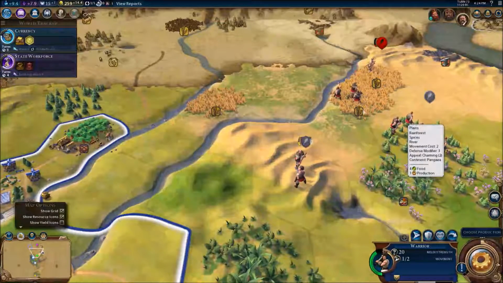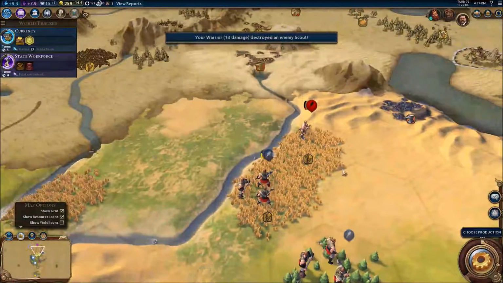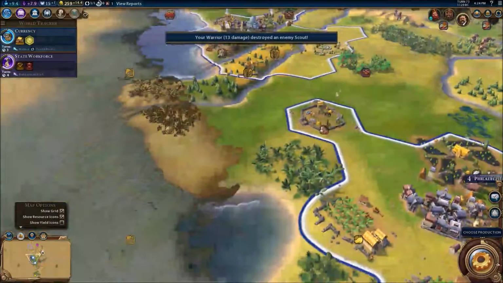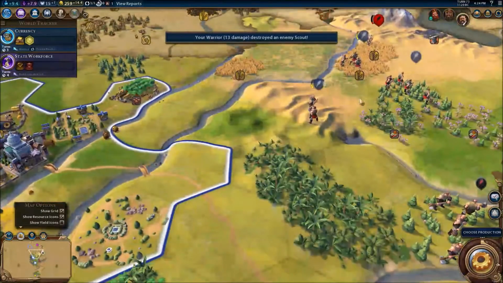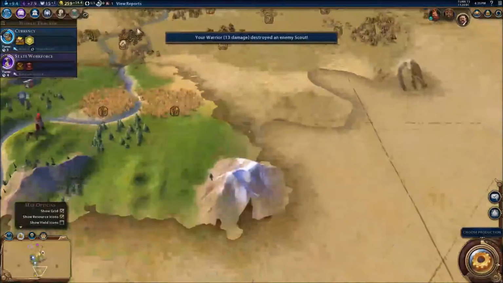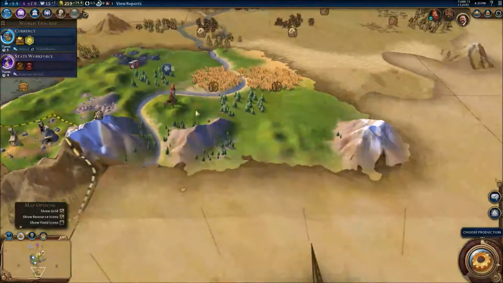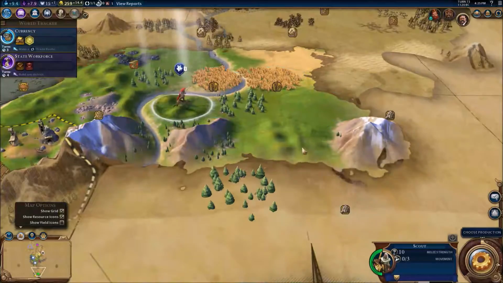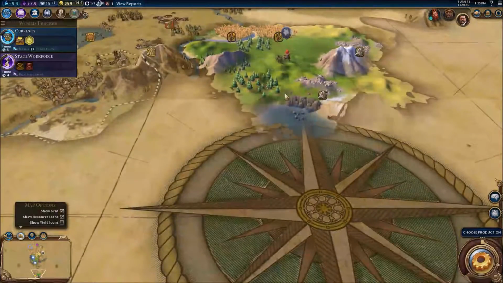Alright, we'll kill their scout, but not the puppy. Because we don't want to kill the puppy. And that does get us experience. Which is why it's always good to go out chasing barbarians. Because even if you're not military based, you can still get XP for your warriors.